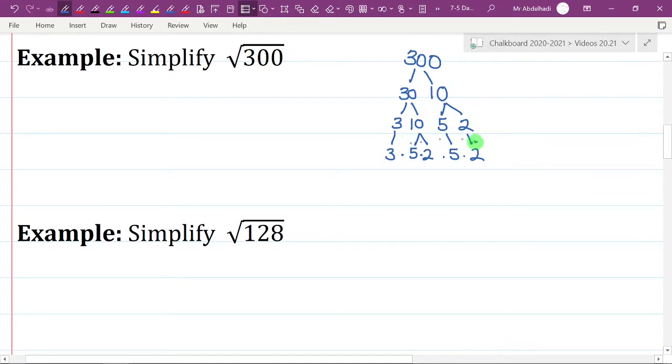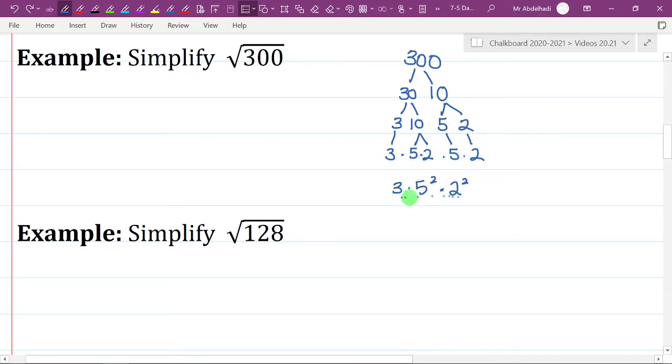Now group together the like factors. So there's only one 3. There, however, are 2 5s, so 5 squared, and there are 2 2s, so 2 to the second power as well. There's 1 3. We don't really have to write the 1. 2 5s, so 5 times 5 right there, and 2 times 2.